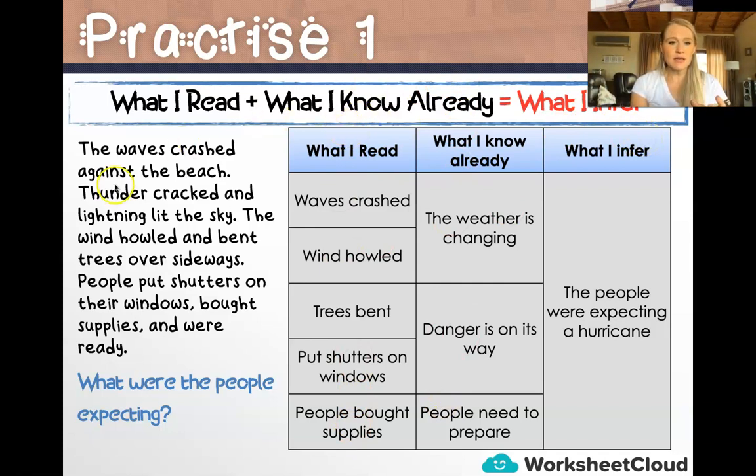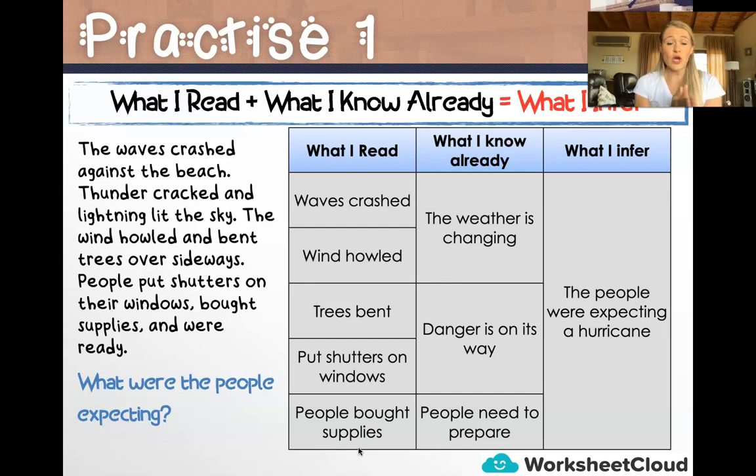So let's look at some of the points of what we read. We read that the waves crashed. We read that the wind howled. So these are the things that are obvious that we can point out from the story. We read that the trees are bent, people put shutters on windows, and people bought supplies. That is obvious. That is direct. That is what we read.